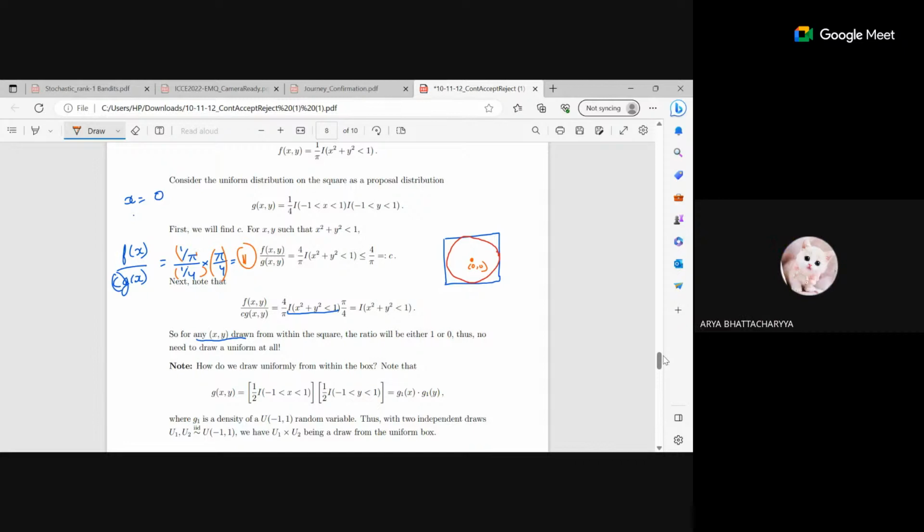Now suppose I have drawn the point over here. In that case also, my g(x) would remain the same, and c will remain the same, but my f will become zero. So I cannot get any other value than zero or one.